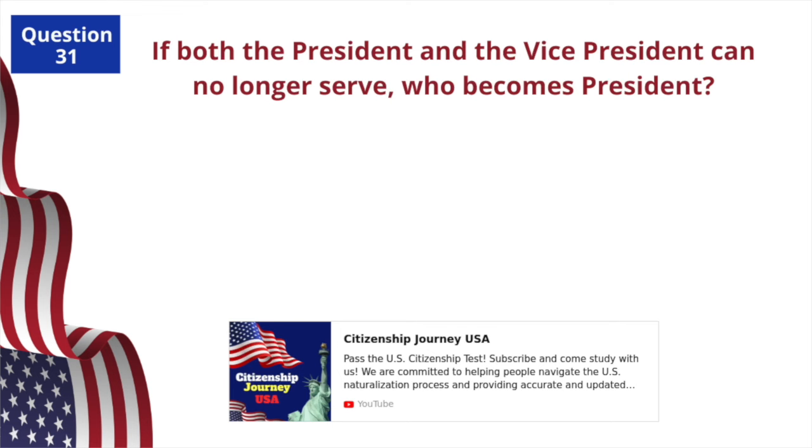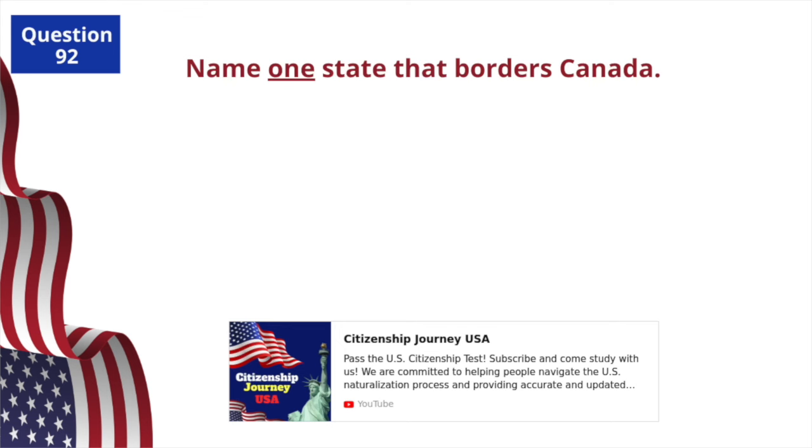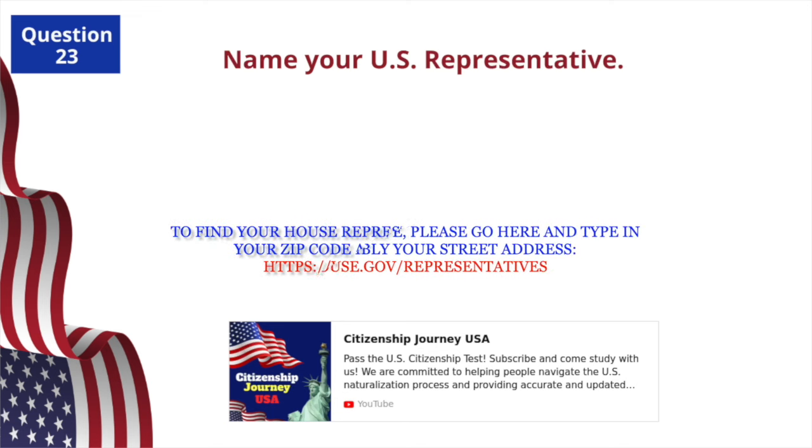If both the president and the vice president can no longer serve, who becomes president? The Speaker of the House. Name one state that borders Canada. New York. What does the judicial branch do? Reviews laws. Name your U.S. representative.